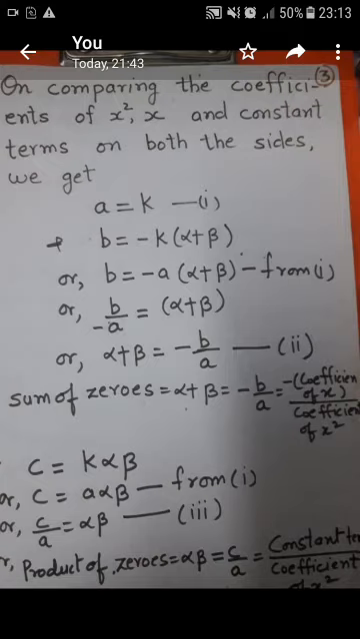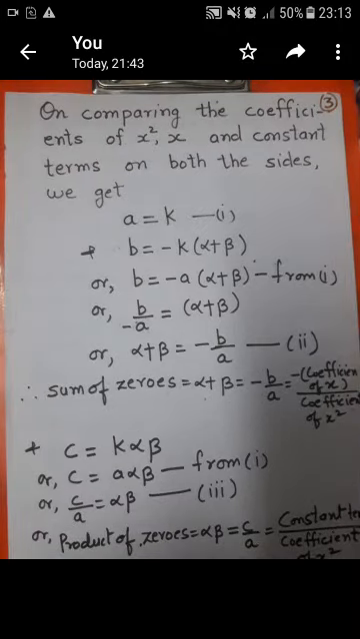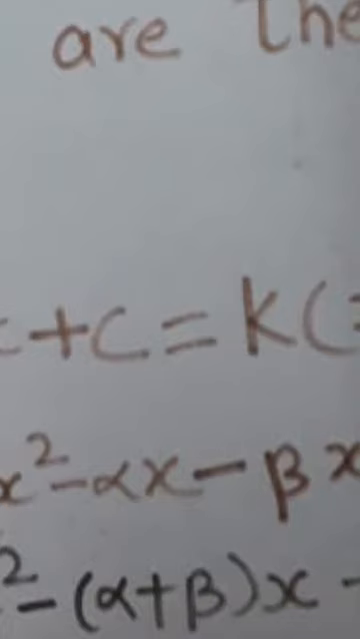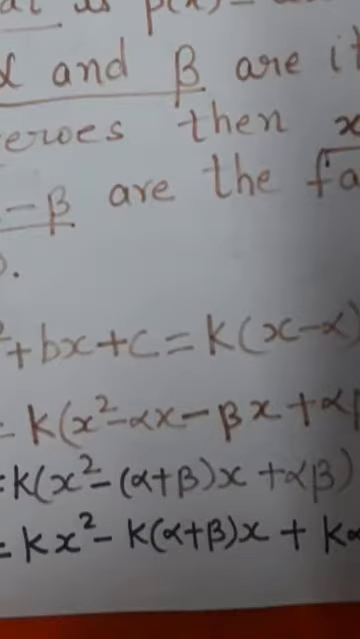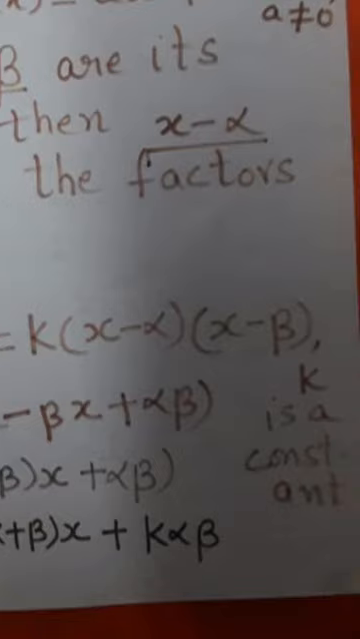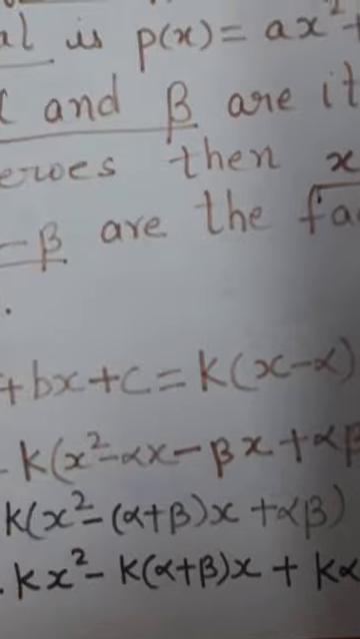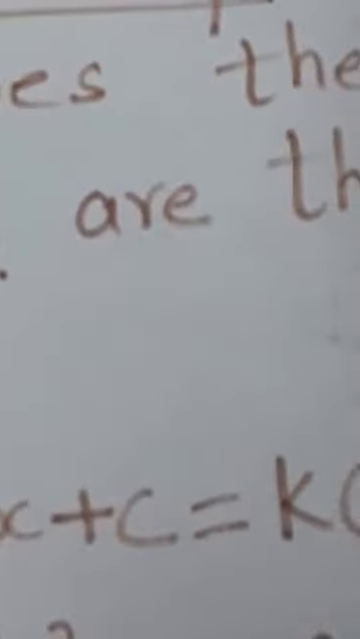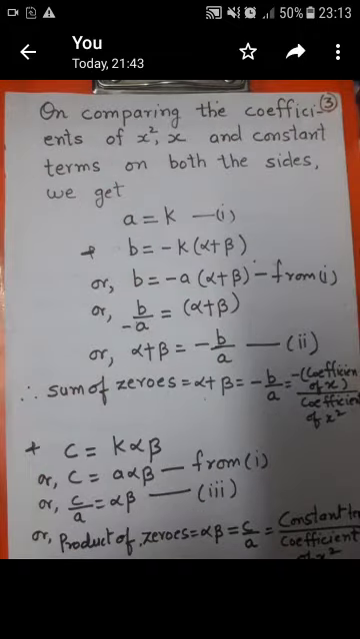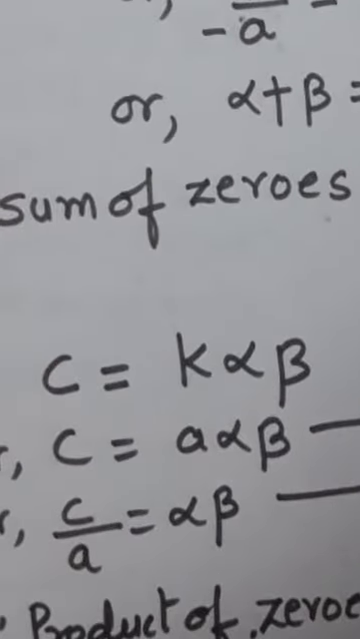Now see here, what we have done is, we have compared the constant term c. This is the constant term c, and after solving this polynomial, we are here getting the constant term as k multiplied by alpha and beta. These two: the constant term here is c, and this c we have compared with k multiplied by alpha into beta. See here, c is equal to k into alpha into beta.